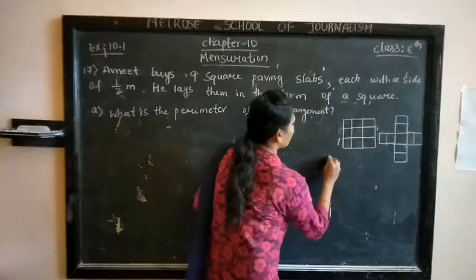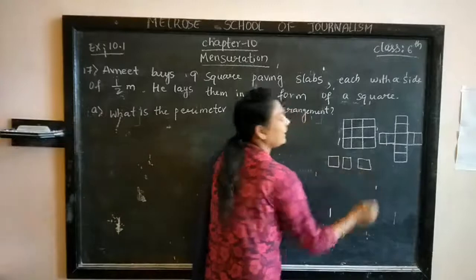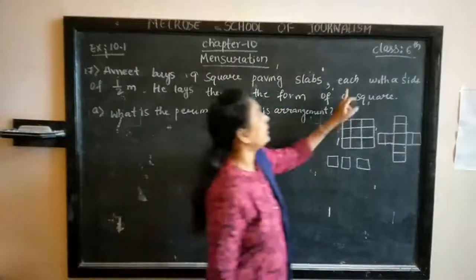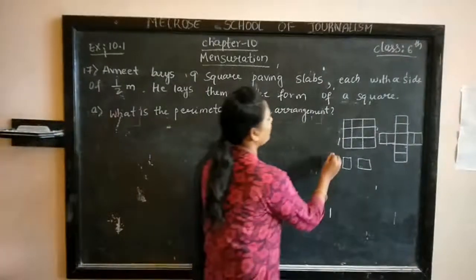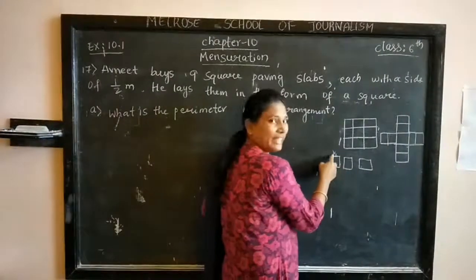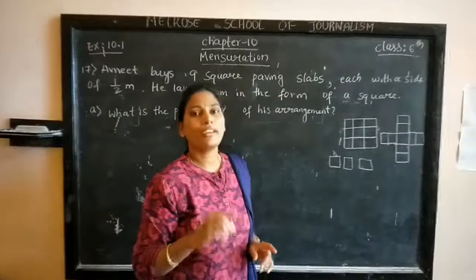See, he buys these kinds of slabs. How many is he buying? He is buying 9 slabs, each with a side of half meters. Half meters means this is half, this is half, this is half, this is half, because it is a square slab.